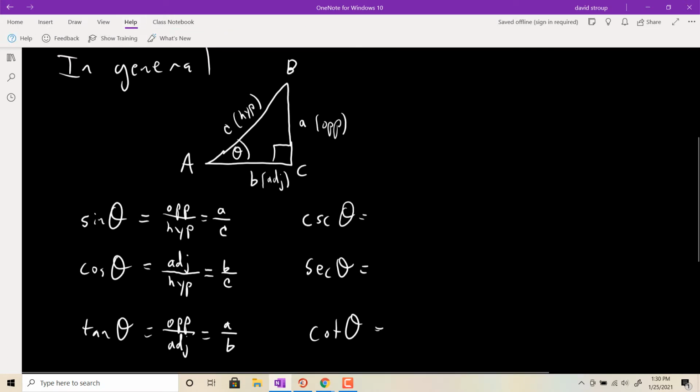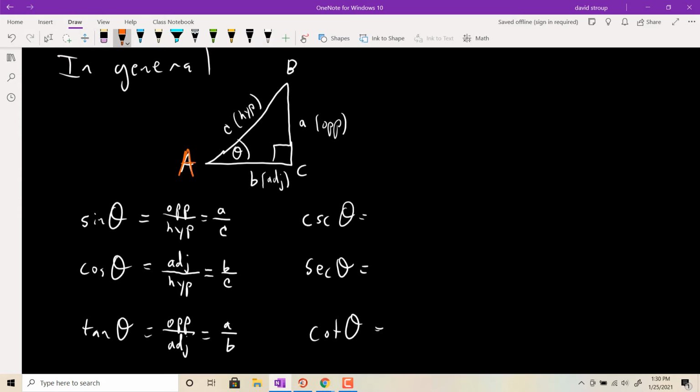Maybe I should put the big letters in a different color or something. Let me do that. So we'll put big A, big B, and big C. I probably just made it worse, but oh well. Cosecant is hypotenuse over opposite, which will be C over A. Secant will be hypotenuse over adjacent. And you can see these still satisfy the basic identities where cosecant is just 1 over sine. Secant is 1 over cosine, right? And then cotan is just 1 over tan.